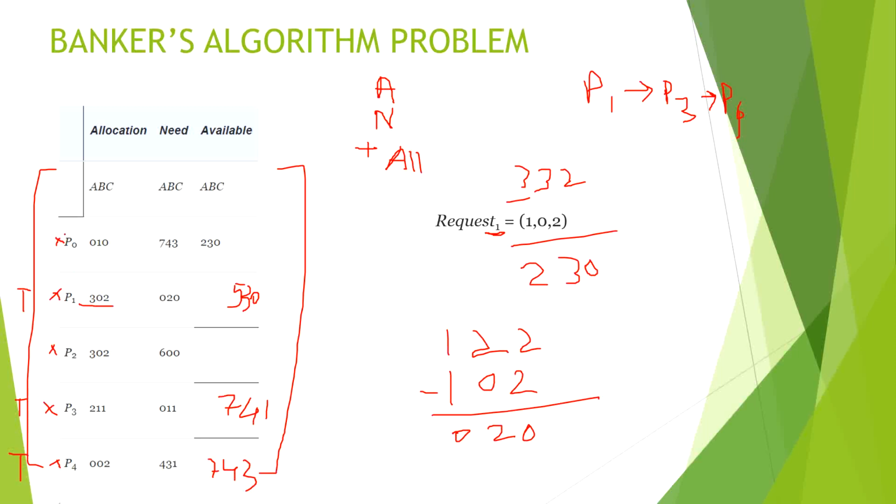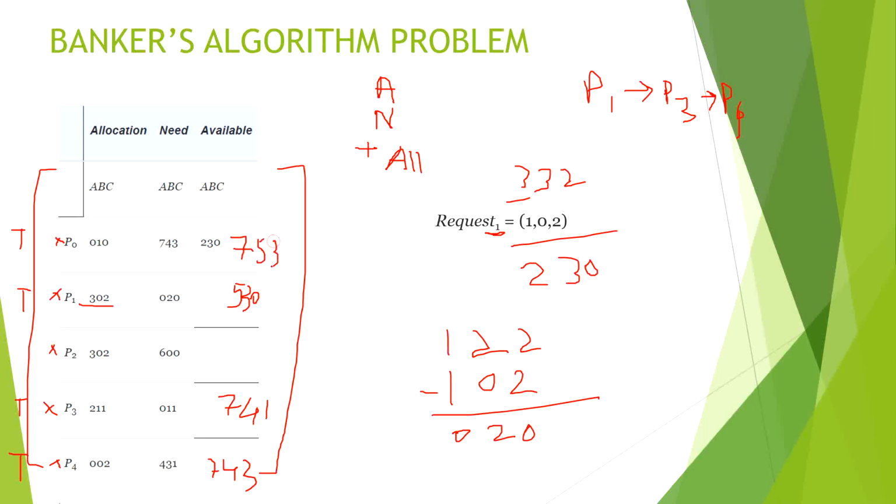After that we will come back to process 0 and check whether it is assigned or not, and no, it is not assigned yet. So we will check whether 743 is smaller than or equal to 743 or not, and yes, the available system resources can fulfill the need of this process. So it will make this true and will give the allocated resources back.